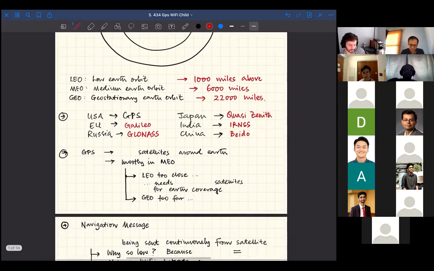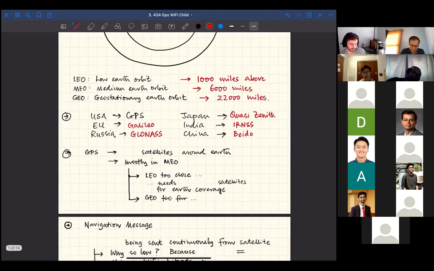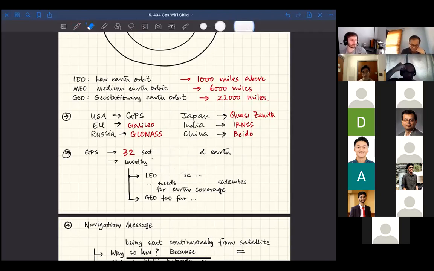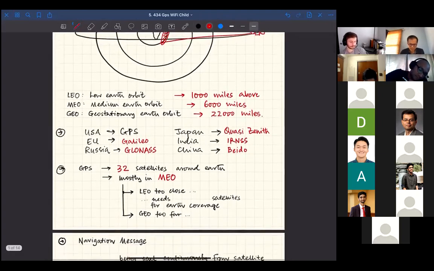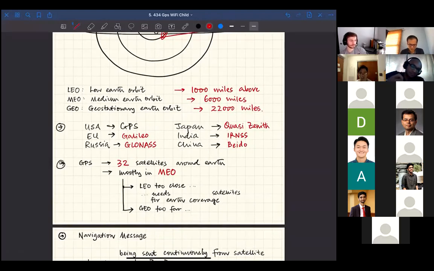Okay, so GPS satellites, there are 32 satellites going around the Earth. All around the Earth, they're orbiting, and they are mostly in MEO. Almost all of them are in MEO. I think there is one or two in GEO or low Earth, but for all practical purposes, you can say that GPS satellites are in MEO.